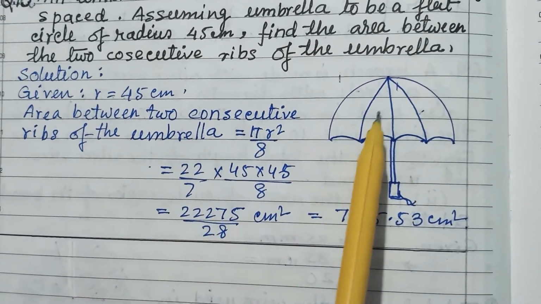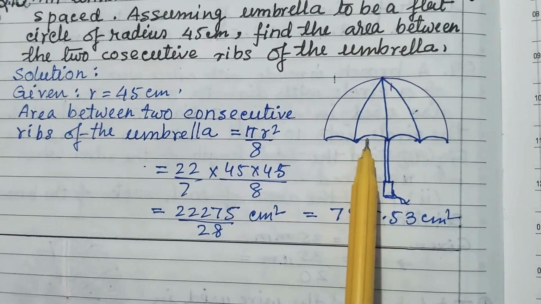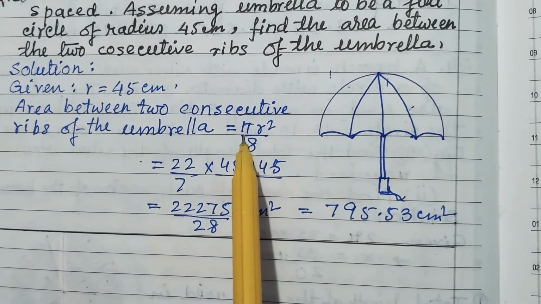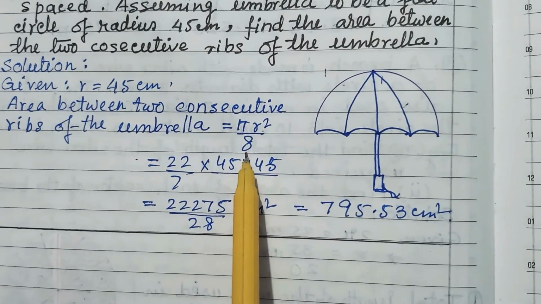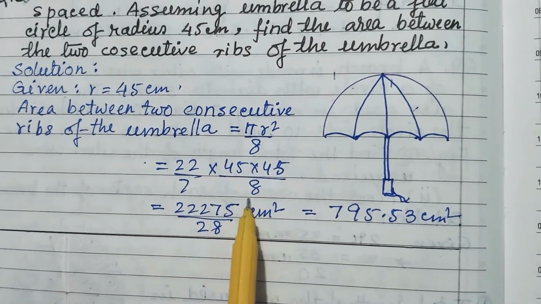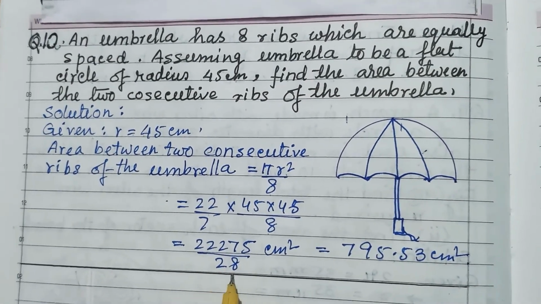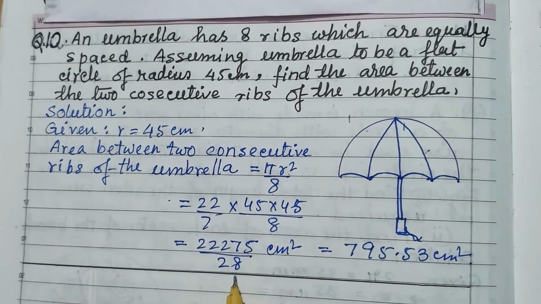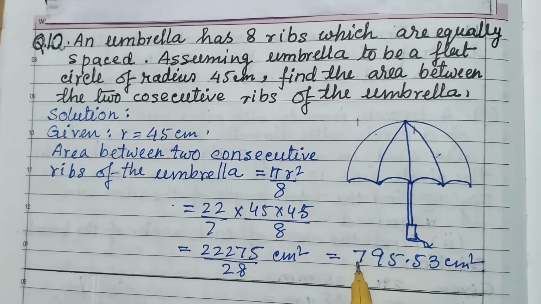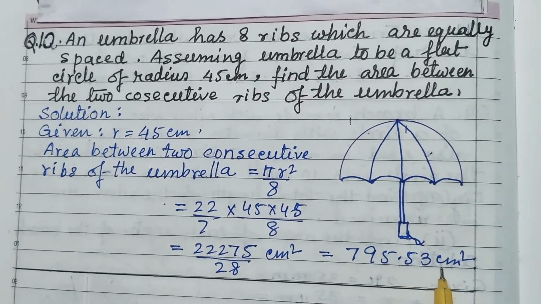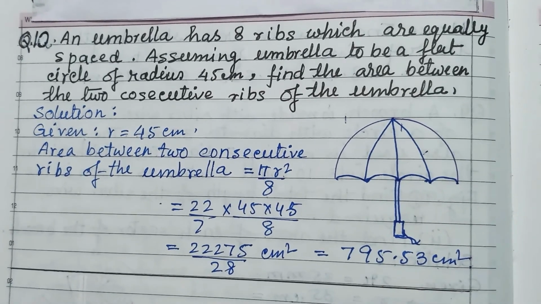Now each part is the area of a sector. So the area of a sector is one of 8 parts, so pi r square divided by 8. Pi r square upon 8 is coming 22275 upon 28 by multiplying this. Now it is 795.53 centimeter square. Okay. Thank you very much.